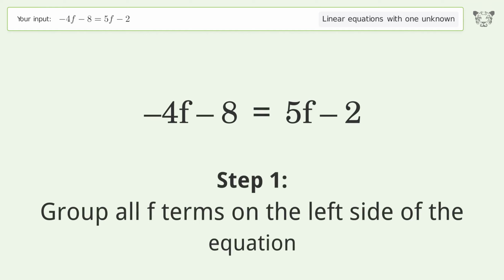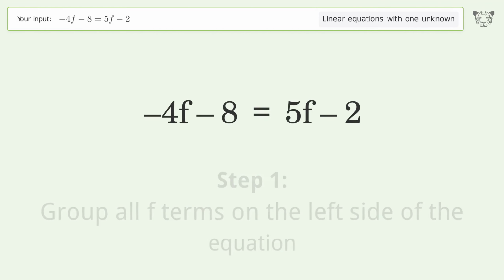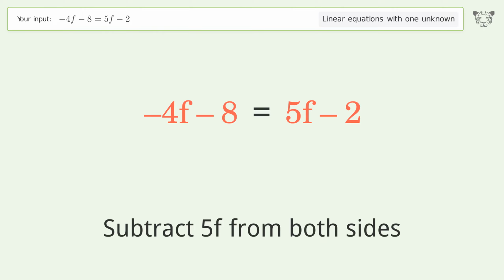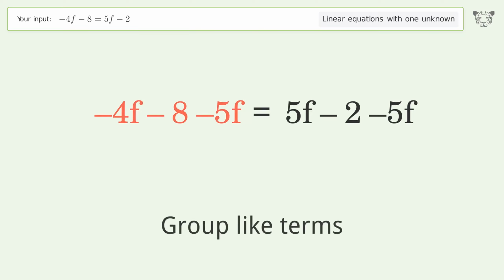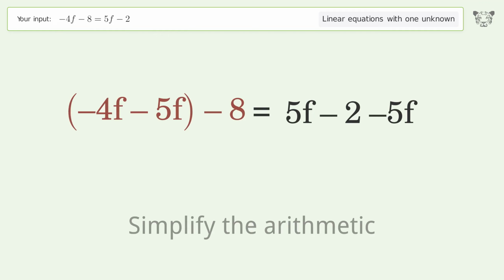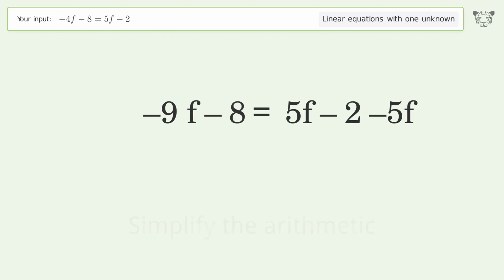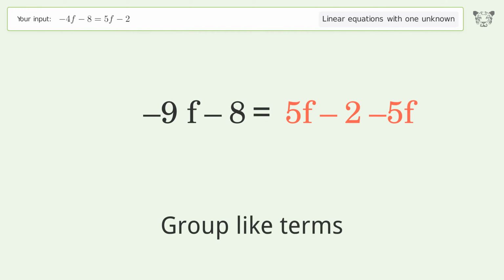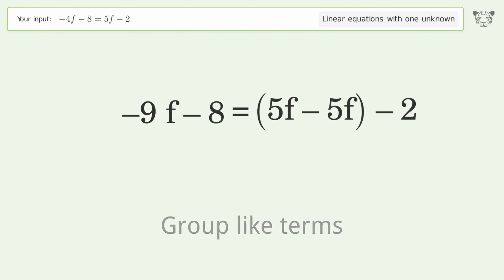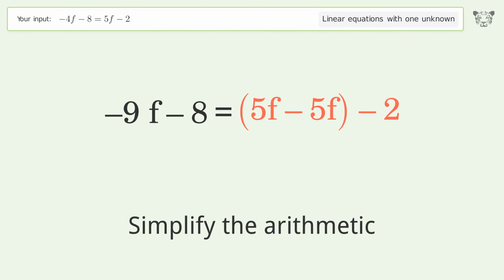Group all f terms on the left side of the equation. Subtract 5f from both sides. Group like terms. Simplify the arithmetic. Group like terms. Simplify the arithmetic.